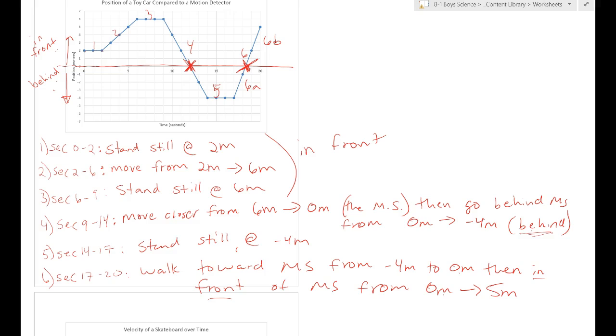A couple things that I forgot here. I included move closer here. I said walk towards here. This, I should have included a direction. Right? If we're moving from 2 m to 6 m, we are moving away. See, I told you I'd make some mistakes.